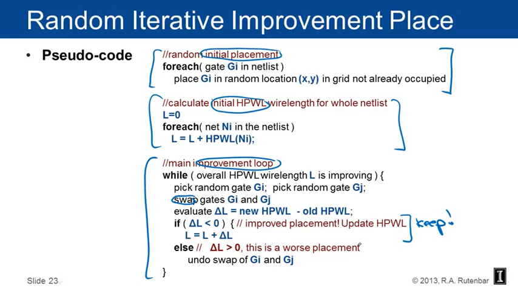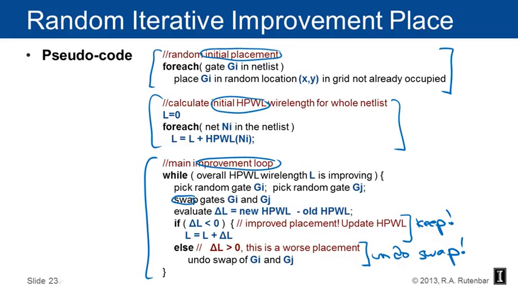Else, if delta L is greater than 0, I've just made a worse placement. In that case, you undo the swap. And you just keep doing this until the wire length stops falling. That sounds incredibly simple, but that works. So this is an iterative improvement placer where, in a very long sequence of very small steps, we iteratively improve the placement.